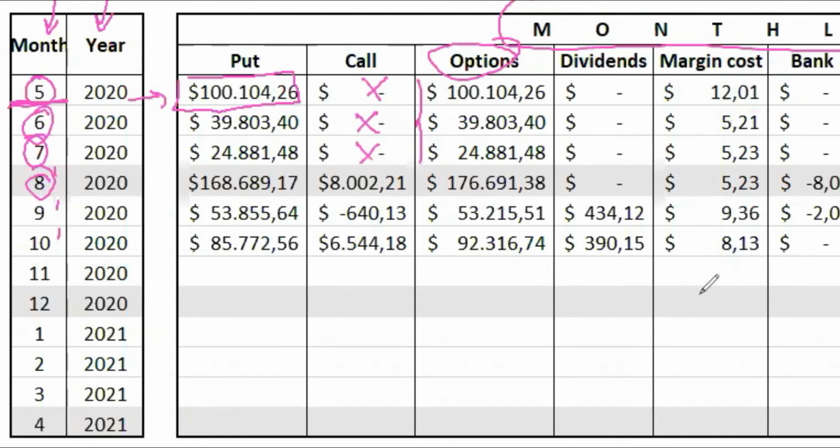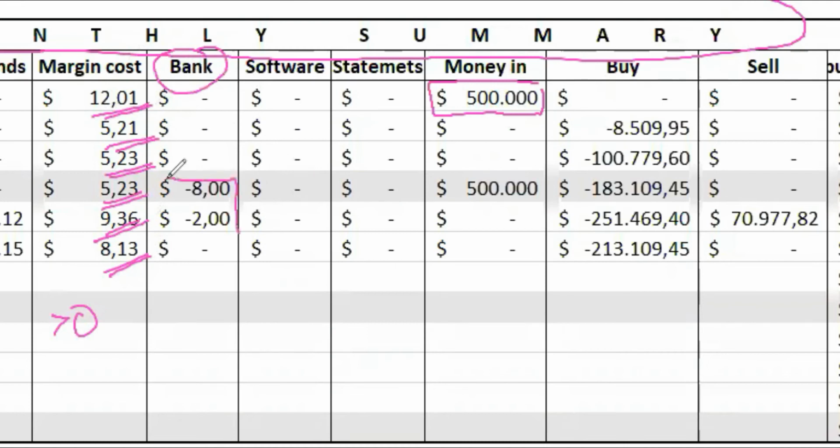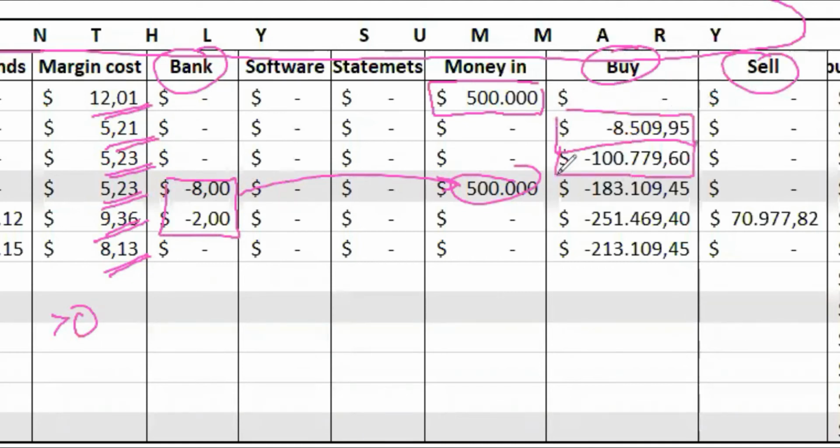Margin cost in this case is positive because it's the money that we received each month for having money in the account. It's the dividends paid on the money that we have. Bank, we only paid when there was this second transfer made. Buying and selling is buying and selling shares. Month 2, we bought shares. Month 3, we bought shares, and every month we bought shares.